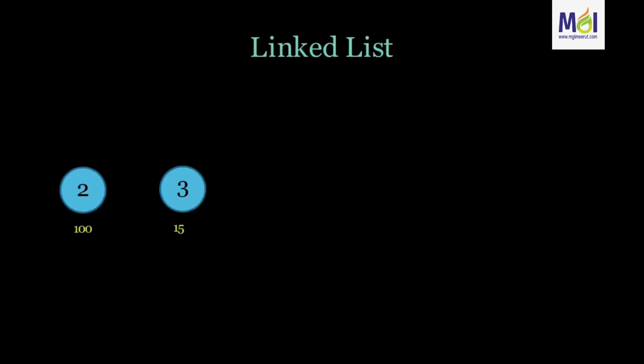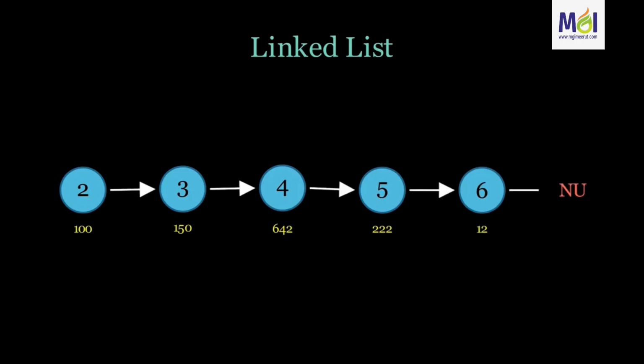A linked list is a linear data structure where elements are connected to each other using pointers or links. In this illustration, the blue circles represent nodes of the list, the arrows represent pointers, and the yellow texts represent memory addresses of those nodes.